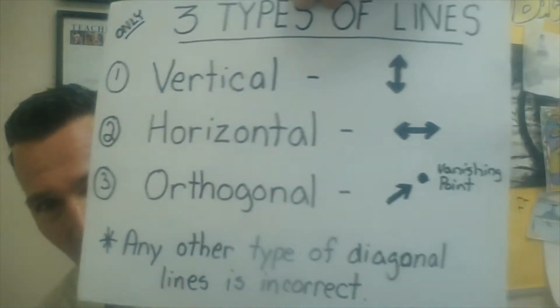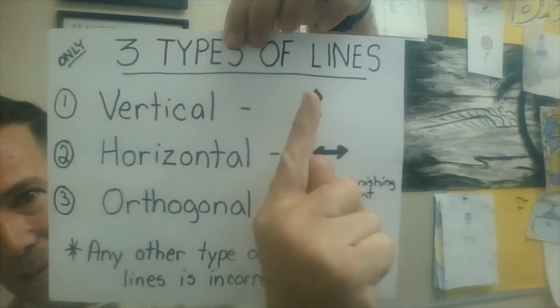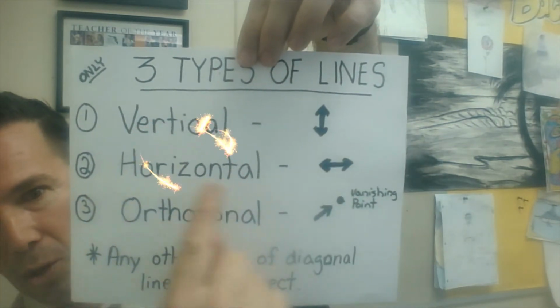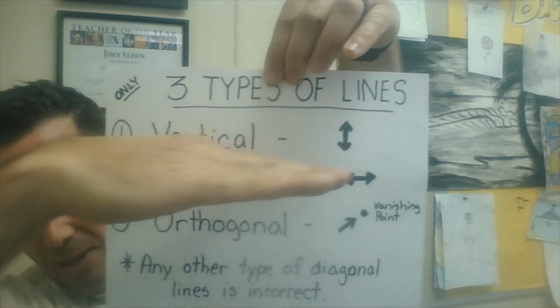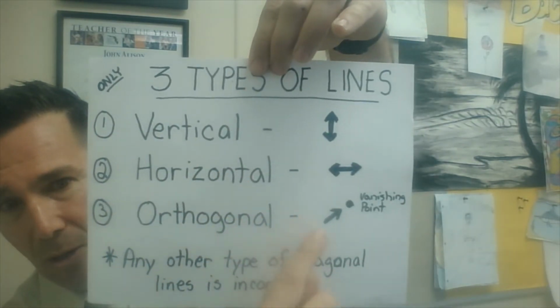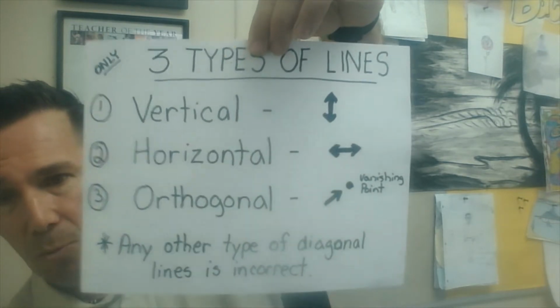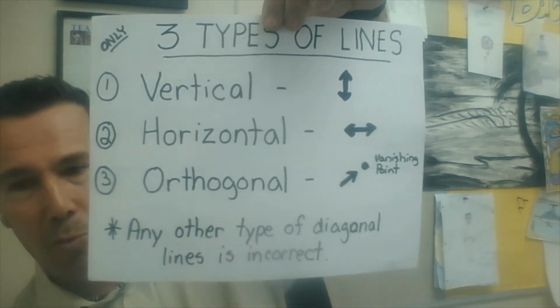All right, so here are our 3 lines, the big secret to this whole thing. Our first line, our vertical line, straight up and down. You know that one. Vertical, straight up and down. No diagonal to it at all. Horizontal, completely side to side, just like the horizon. Side to side. And our orthogonal line, that's a diagonal line that could be drawn to or is drawn to the vanishing point. So remember, any other lines will be incorrect for our purposes today. Once you start getting a little bit more advanced, and maybe when you have a good handle on this, you might be able to start doing some other kind of lines, maybe some curves if you want to make some things round. But don't do that yet.